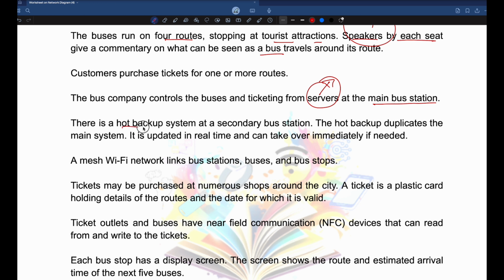So there is a hot backup system. That means they are backing up every data to a secondary bus station. So the hot backup duplicates the main system. That means the main system is duplicated by the secondary bus station server. It is updated in real time and can take over immediately if needed.